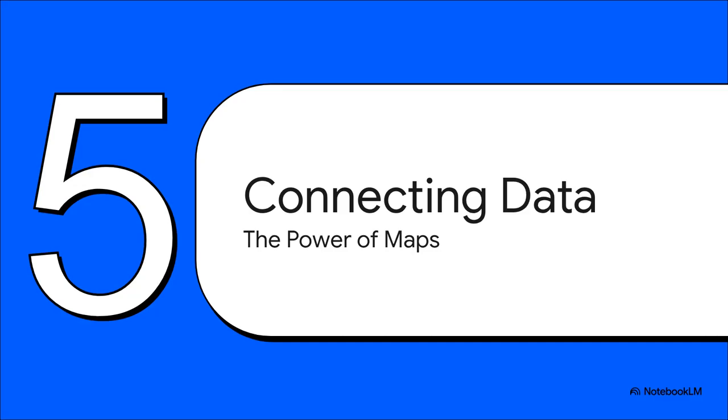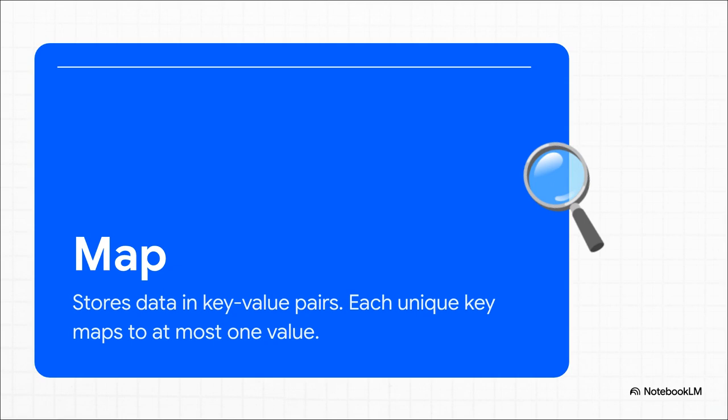And now for our final and maybe the most powerful tool of them all. This one isn't about just a list of things. It's about creating direct, one-to-one connections between pieces of information. We are talking about a map. The easiest way to picture it is a digital address book. A person's name is the unique key, and that key is tied directly to their phone number, which is the value. You use the key, the name, to instantly look up the value, the number.